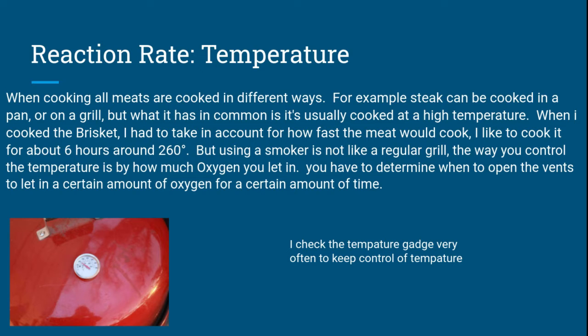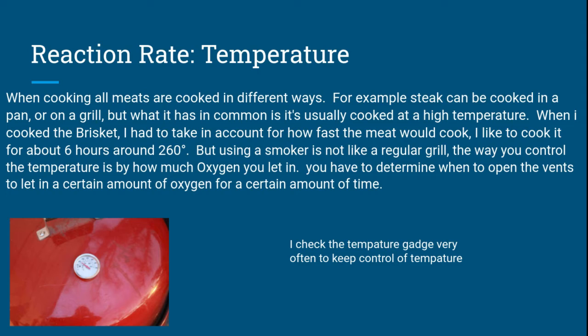Reaction rate, temperature. When cooking, all meats are cooked in different ways. For example, steaks can be cooked in a pan or on a grill, but what they have in common is that they're usually cooked at a high temperature. When Justin cooked the brisket, he had to take into account how fast the meat would cook. He liked to cook it for about 6 hours around 260 degrees.